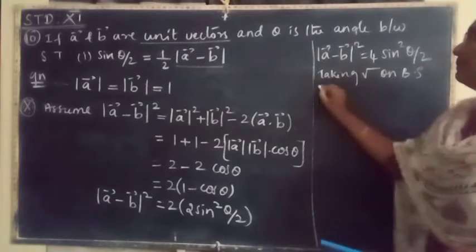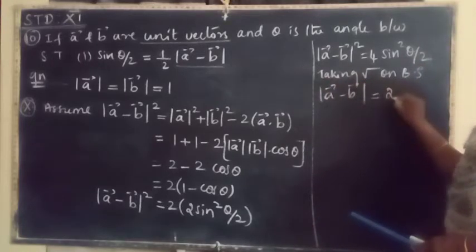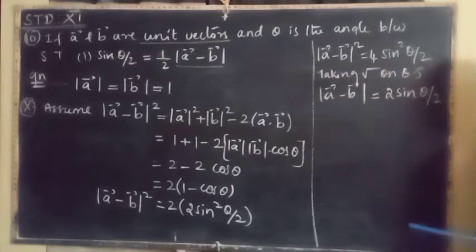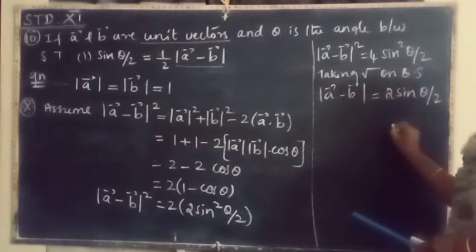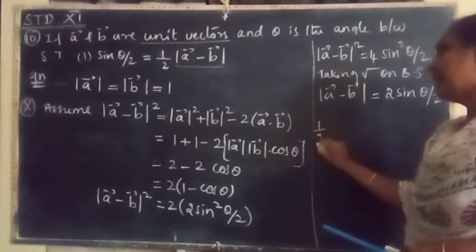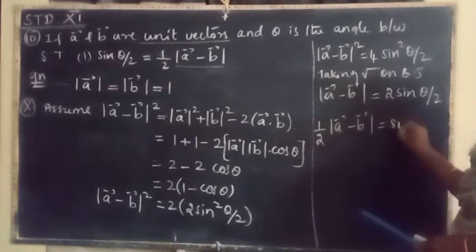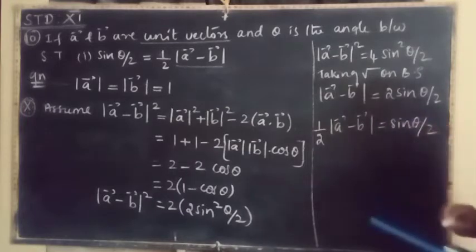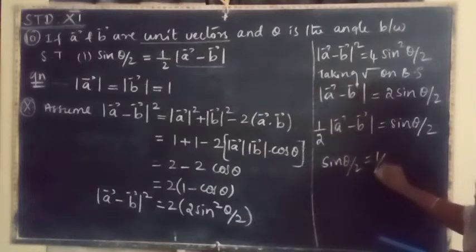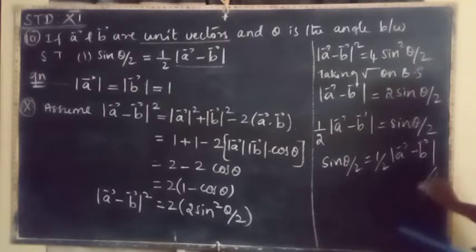So what will I get? Modulus of A vector minus B vector is equal to 2 into sin theta by 2. Okay. Now look into this. I need the value of sin theta by 2, so I am going to take this 2 to that side. So half into modulus of A vector minus B vector is equal to sin theta by 2. Is it clear? So therefore sin theta by 2 is equal to half into modulus of A vector minus B vector. Hence it is proved.